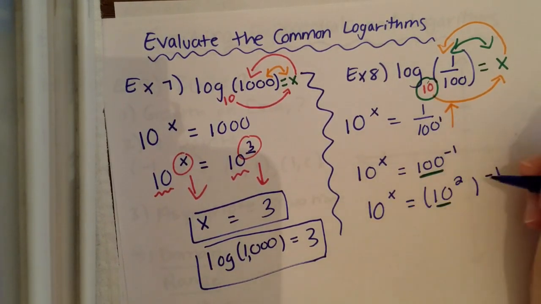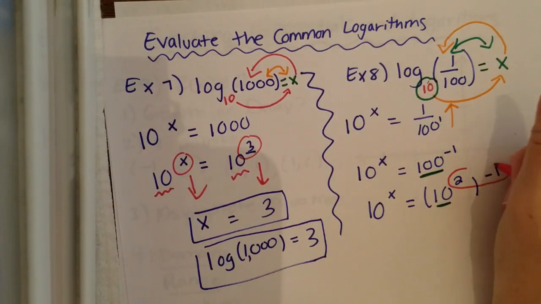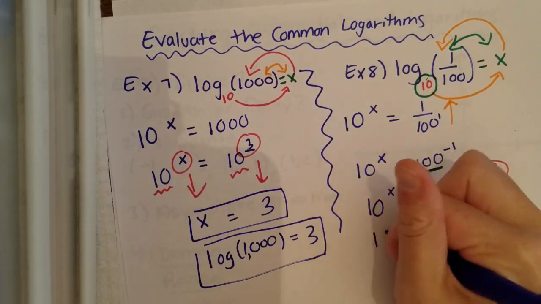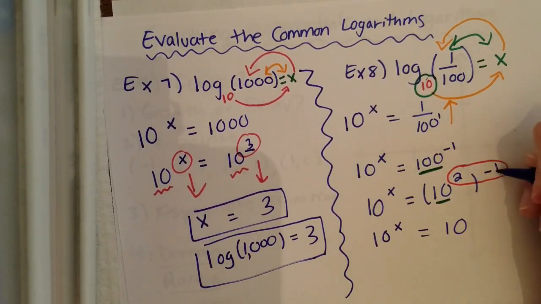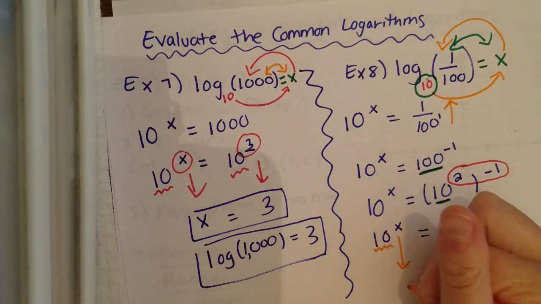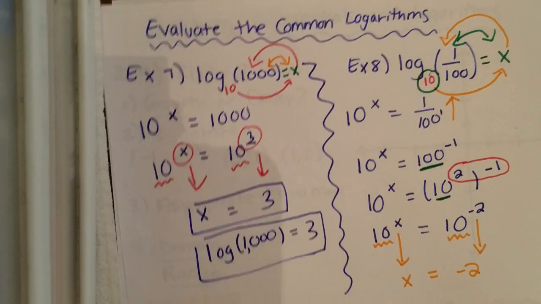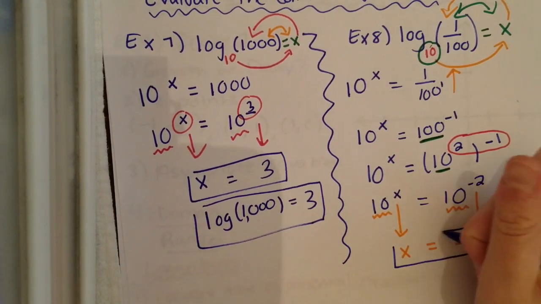Before we can set exponents equal to each other, I need to combine my exponents. Remember, if you have an exponent right next to an exponent, you just multiply those together and you will get your new exponent. So 10 to the x equals 10 to the 2 times negative 1, which is negative 2. Now, if you see, I have the same base. Yay! And since I have the same base, I can set my exponents equal to each other. Just drop down my exponents and set them equal to each other. That's all we're doing. So x equals negative 2 is your answer.